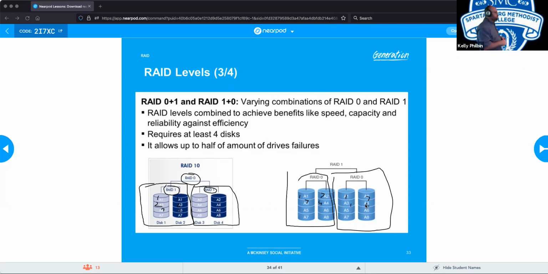The minimum number of drives required to set up a RAID 1 plus 0 or 0 plus 1 is 4. So you have 4 drives you need bare minimum to set it up. The redundancy you have in this is up to half of your drives. And I'll explain.